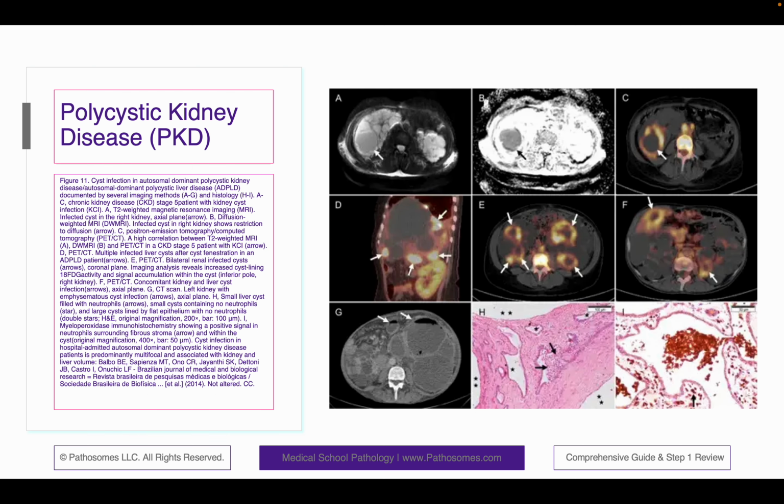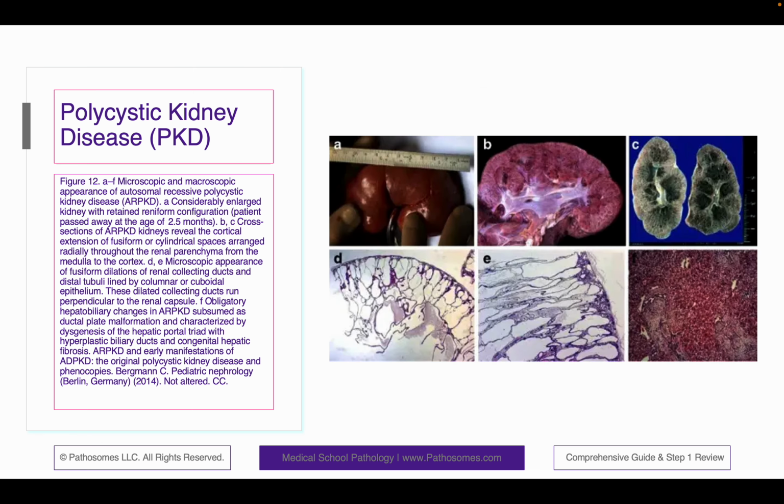And here we have various representations, both radiologically and microscopically, of polycystic kidney disease. And here we have various representations from patients with various conditions, in particular, autosomal recessive polycystic kidney disease should be noted.